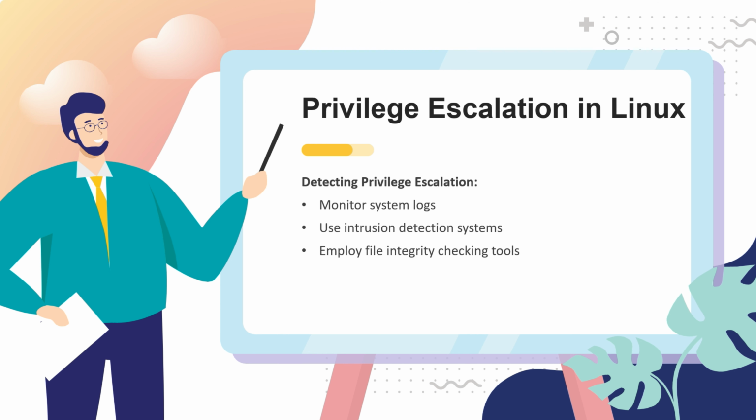Now, if I'm talking about detecting privilege escalation, that means monitoring system logs, using an intrusion detection system, and employing file integrity checking tools. So in monitoring system logs, audit logs for suspicious activity or failed login attempts. And use an intrusion detection system or intrusion prevention system to detect and block privilege escalation attempts, and employ file integrity checking tools to detect unauthorized changes to critical system files.